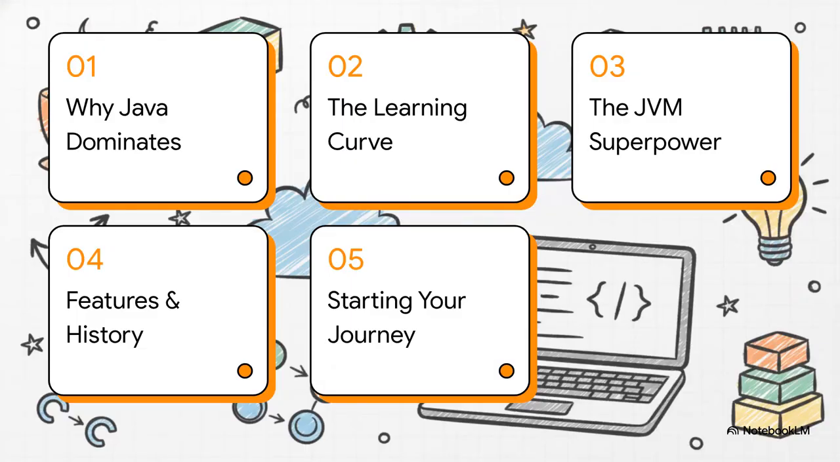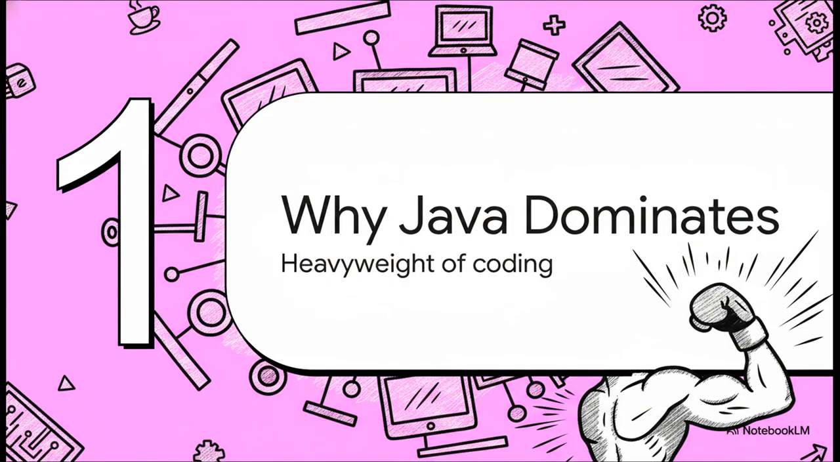So, here's our roadmap for today. 1. Why Java dominates tech. 2. The beginner learning curve. 3. The JVM superpower. 4. Core features and history. And 5. Starting your coding journey. Okay, moving into section 1, why Java dominates tech.